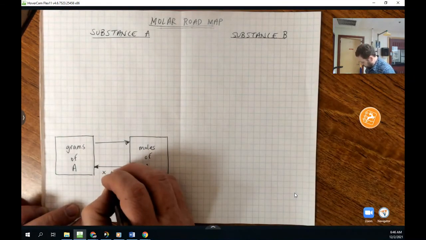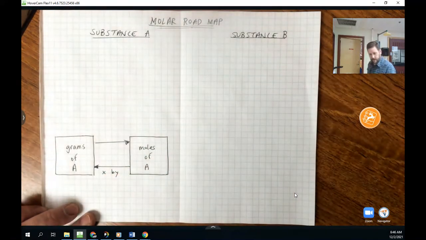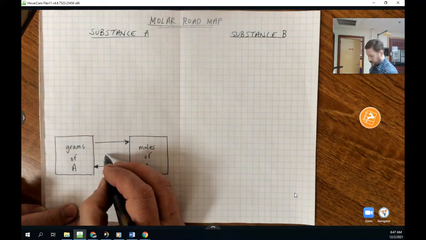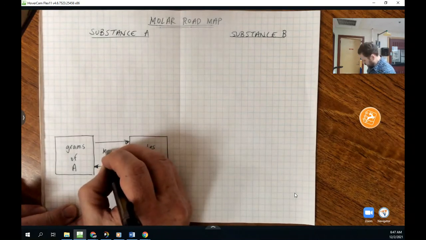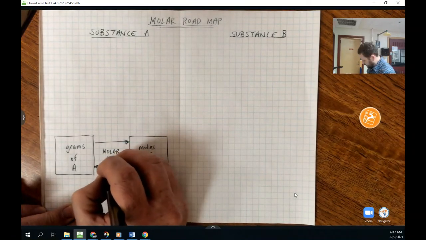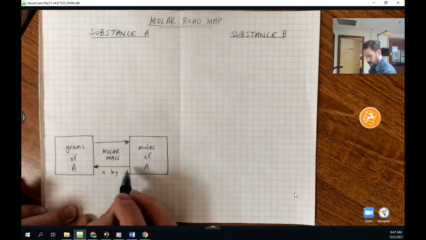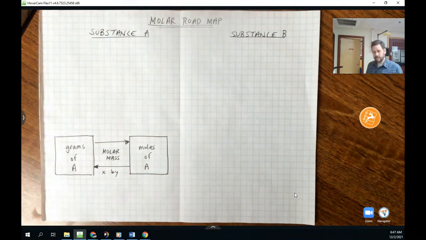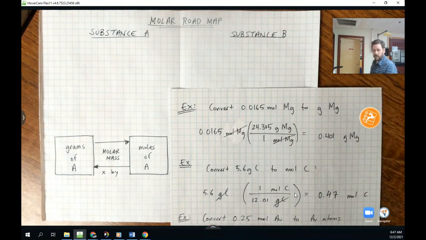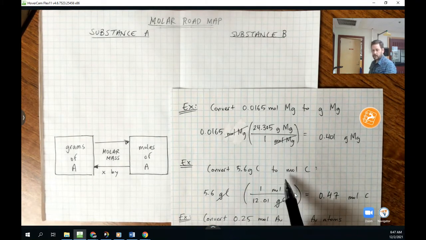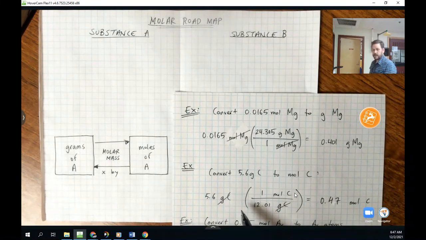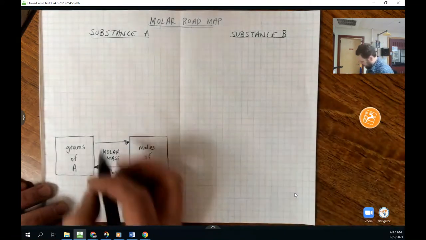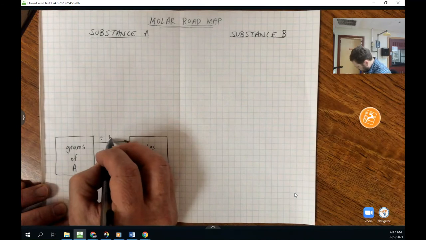So I'm going to write multiply by next to the left-facing arrow, and inside this space I'm going to write molar mass, because that is the conversion factor we're using, and multiply by is the operation I want to do in this direction. And of course, if instead, like in this problem, I want to go from grams to moles, and I've used carbon as an example, you can see I've had to divide by molar mass because I want grams to cancel. I'm going to write divide by here.